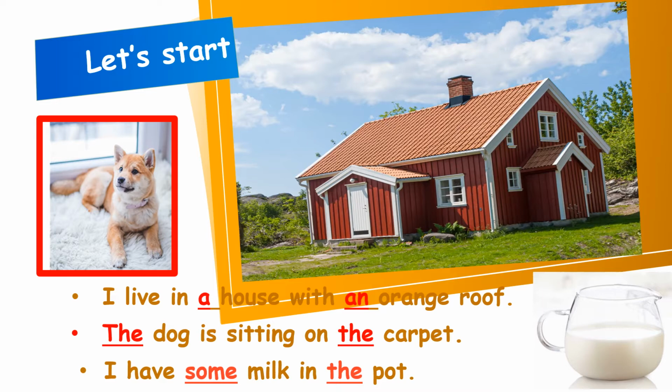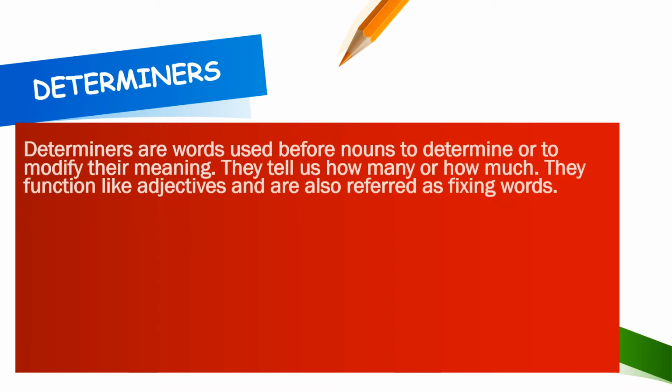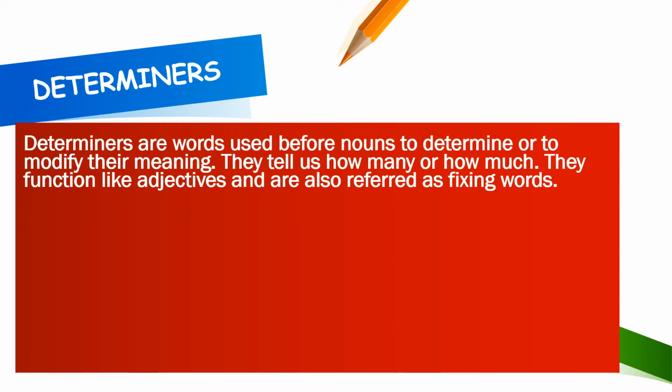Now let's look at the words that are there before the nouns. Words like a, an, the, some are known as determiners. Determiners are words that modify nouns. In other words, determiners are words that can be used before nouns to determine or to modify their meaning. Determiners function like adjectives. They are also called fixing words and they tell us how many or how much.